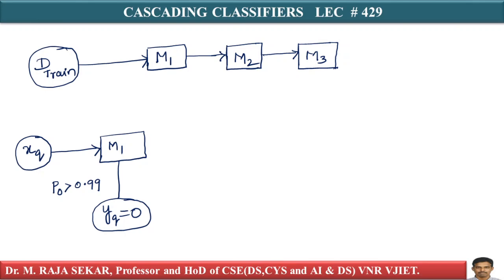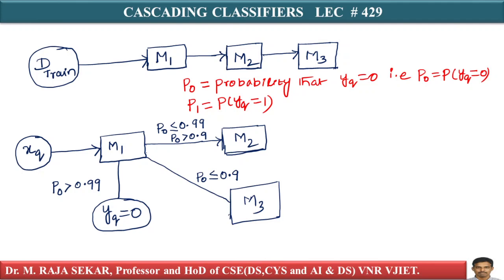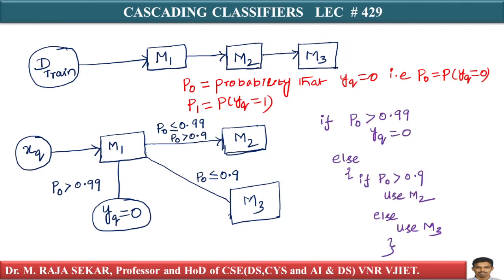The probability that it belongs to class 0 is P0. P0 is the probability that YQ equals 0. If P0 is greater than 0.99, then you terminate here and say YQ equals 0. What is P1? P1 is the probability that YQ equals 1. Let's use this notation. If P0 is less than or equal to 0.99 but greater than 0.9, then I could use model M2. I could use model M3 if P0 is less than or equal to 0.9. This is like an if-else condition. I can write the entire thing in terms of if and else.